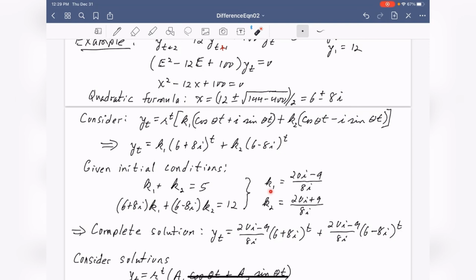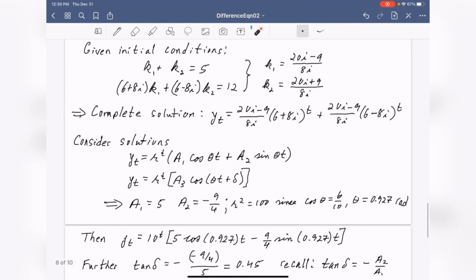The solutions are that k1 is (20i minus 9) over 8i and k2 is (20i plus 9) over 8i. The complete solution then is that y(t) is equal to (20i minus 9) over 8i multiplied by (6 plus 8i) to the power t, added to (20i plus 9) over 8i times (6 minus 8i) to the power t.